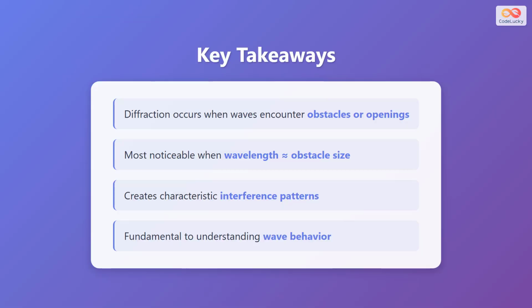Let's review the key takeaways from this lesson. First, diffraction occurs when waves encounter obstacles or openings. Second, it's most noticeable when the wavelength is approximately equal to the obstacle size. Third, diffraction creates characteristic interference patterns that we can observe and measure. And finally, understanding diffraction is fundamental to understanding wave behavior in general. This principle applies not just to light, but to all types of waves in nature.